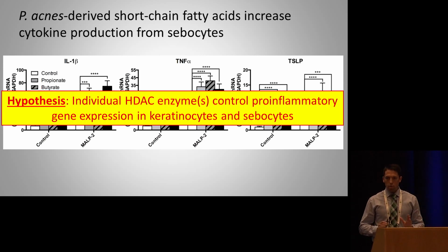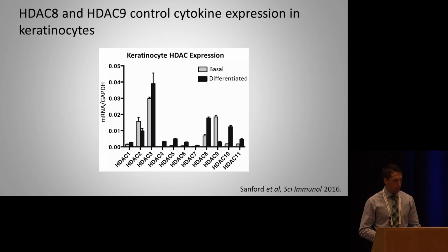Up until now, we've been using these broad-acting HDAC inhibitory molecules, short-chain fatty acids, and we decided to investigate whether there are individual HDAC enzymes within the host cells that function to limit inflammatory gene expression. Within human cells, there are 11 classical HDACs. The first thing we did was run a panel of what is expressed in keratinocytes, identified a few HDACs that were more highly expressed than others, and targeted those. We used siRNA-mediated gene silencing to see if depleting individual HDACs phenocopies the effect of broad-acting HDAC inhibitors.